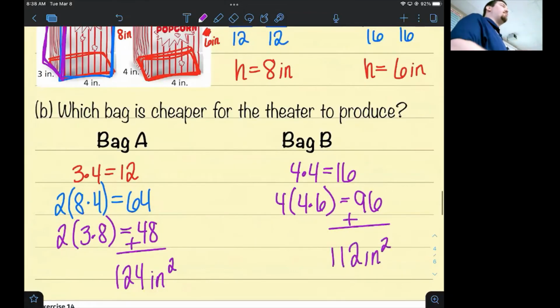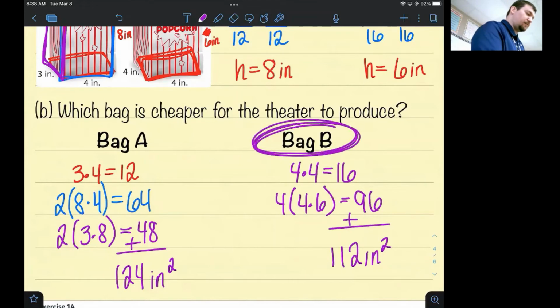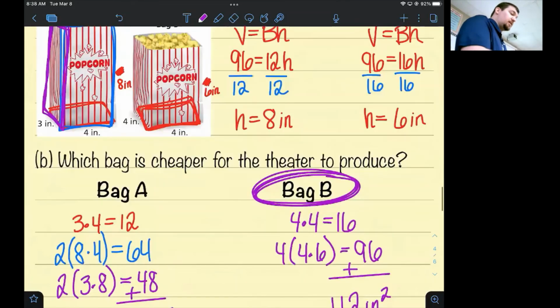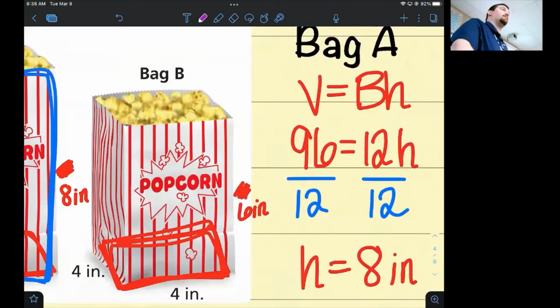So which bag would be cheaper for the theater to produce? Why so? Not as much paper. That's right. And if you can have a bag that's not as much paper but holds the same amount of popcorn, that would save you some money and you wouldn't have to change anything and the customers wouldn't get too upset about that. In fact, I think most customers would probably prefer that bag. I know I would.